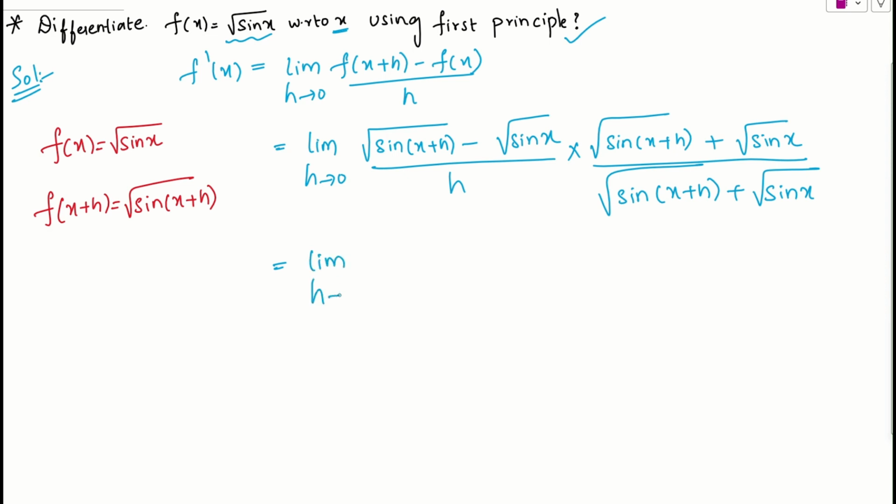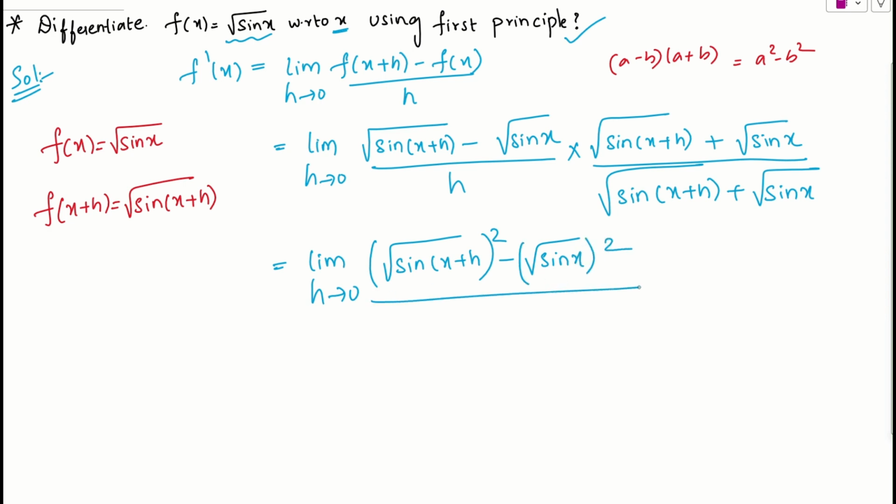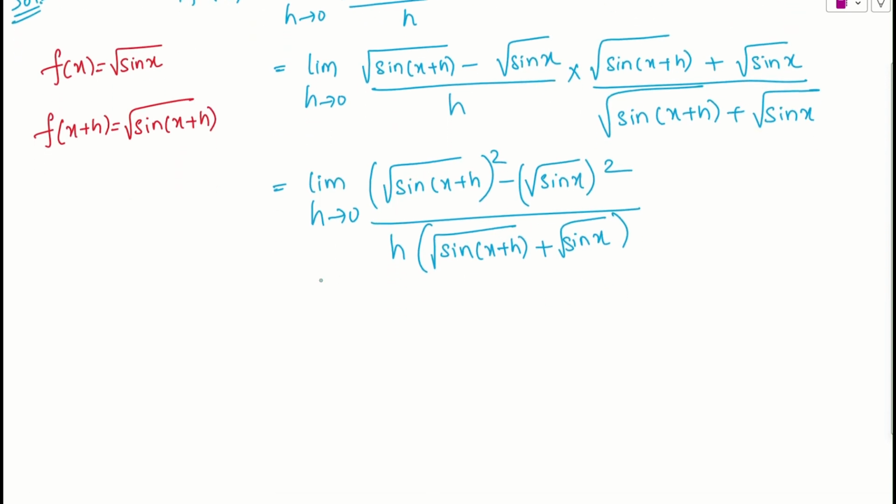So after this, with limit h tends to 0, the numerator is in the form of a minus b into a plus b. What is the formula for this? This is simply a square minus b square. I'll be applying the same. Sine of x plus h will be a, and this is b. So this is a square minus b square, where b is nothing but root of sine x, the whole square, by the denominator. Nothing we can do there, simply multiply it: root of sine of x plus h plus root of sine x. I think you understood from this, right?